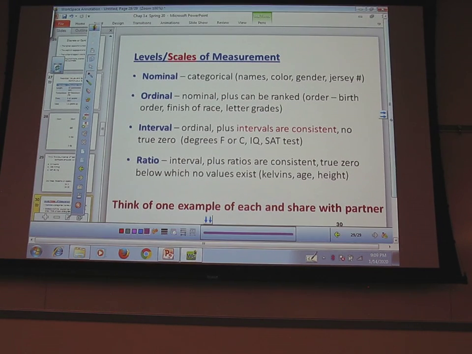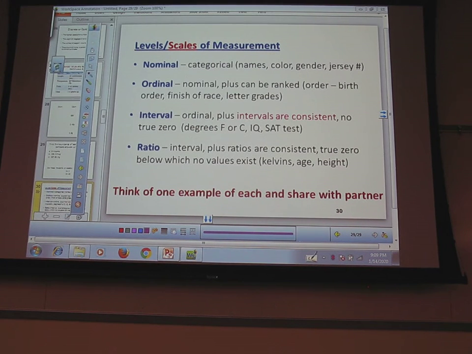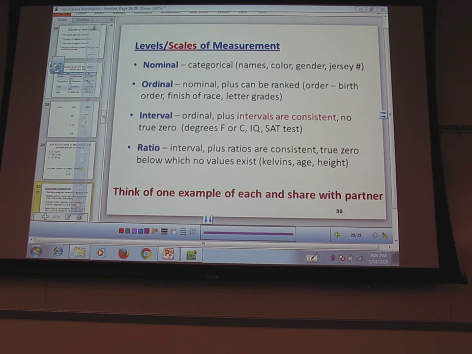All right, let's talk about levels and scales of measurement. How about, let's flip to the next page. Stephanie J., go ahead and read. Nominal, categorical, names, color, gender, jersey. Ordinal, nominal plus can be ranked, order, birth order, finish of race, letter grades. Interval, ordinal plus intervals are consistent, no true zero. Ratio, interval plus ratios are consistent, true zero, below which no values exist.